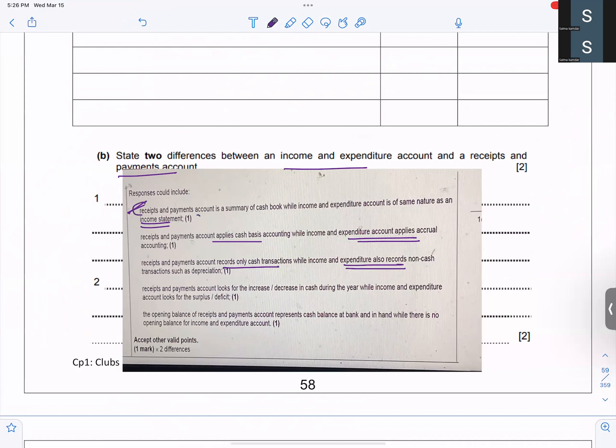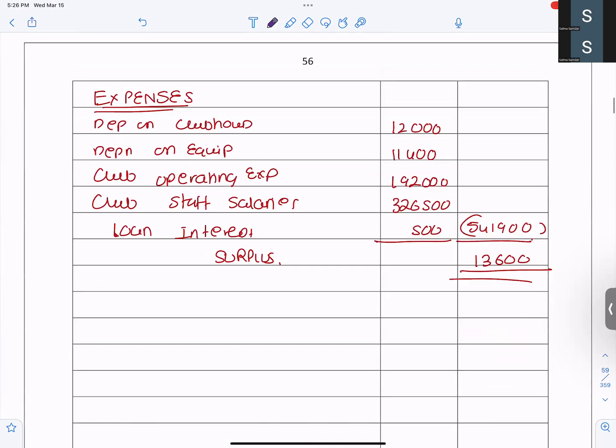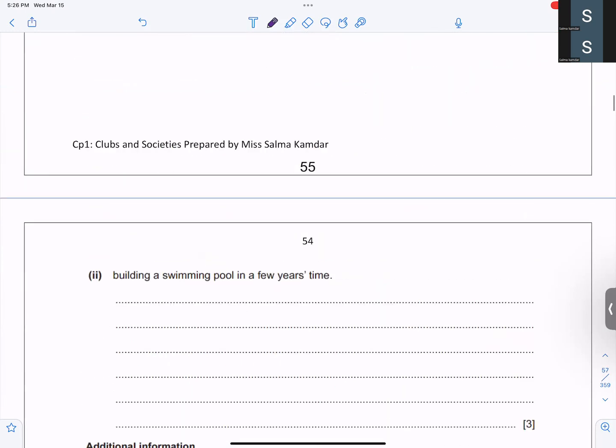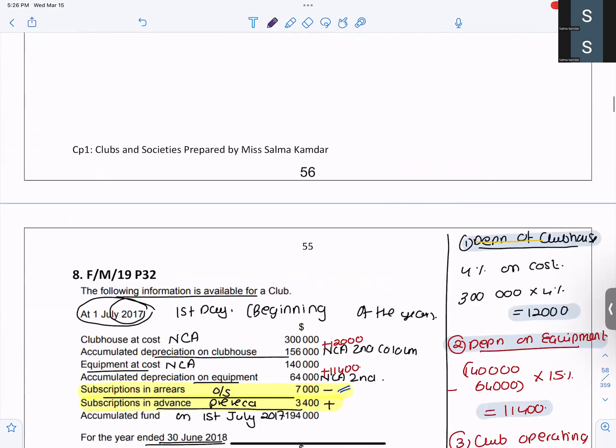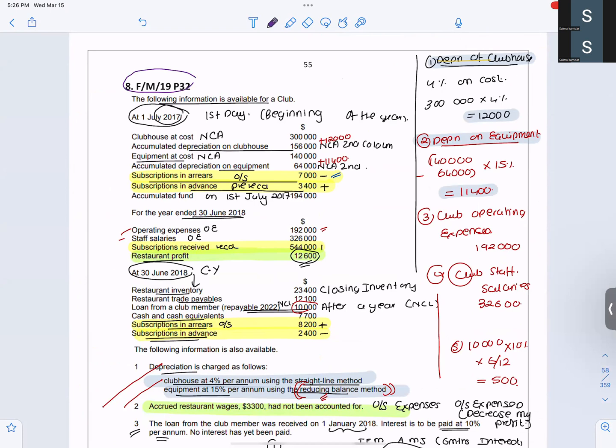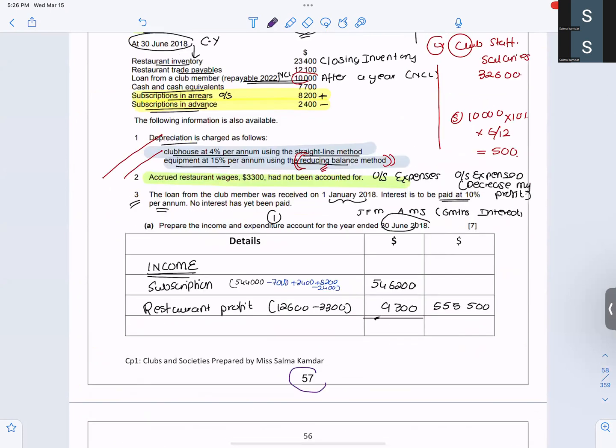So you're comparing and you need only 2 points to compare. You can write it according to whatever you feel and whatever you remember. So the question that we did right now, where we had to prepare income statement, balance sheet, is from Feb-March 2019, paper 32. It will be on page number 57 of the book that I have provided you.